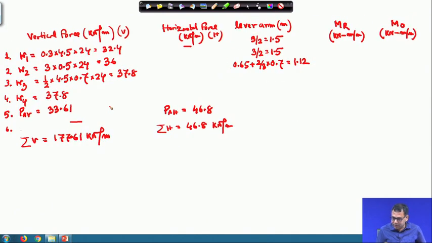Now, the fourth one is 0.65 plus 0.7 plus 0.3 plus 1/3 of 0.7, that is equal to 1.88. Then the fifth one is PAV, because now PAV is acting here.